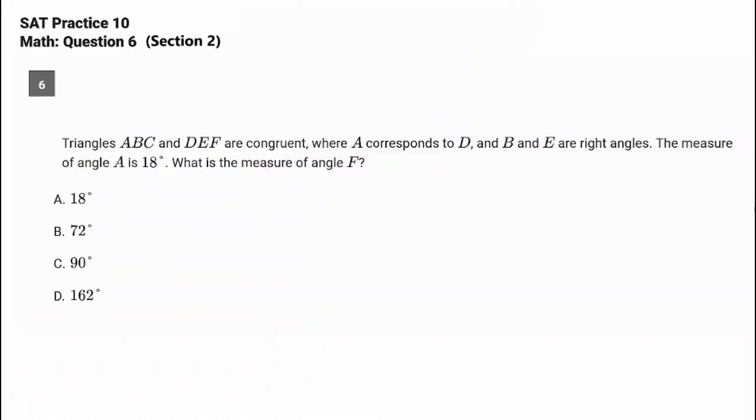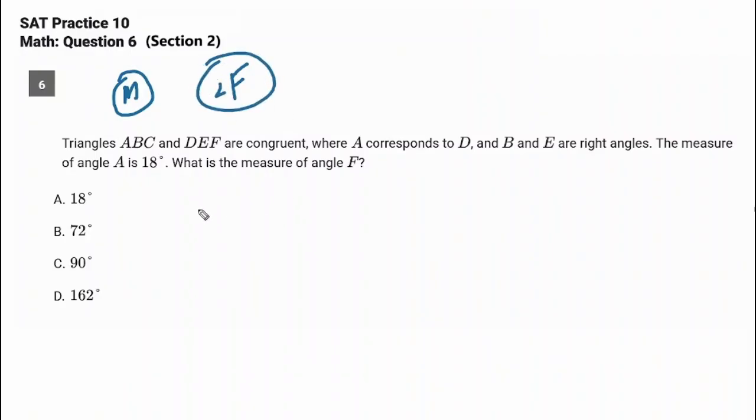We're on SAT Practice Test 10, Math Section 2, Question 6. What's the level of difficulty here? It's medium. Triangles ABC and DEF are congruent, where A corresponds to D, and B and E are right angles. The measure of angle A is 18 degrees. What's the measure of angle F? So what are we looking for? We're looking for angle F.